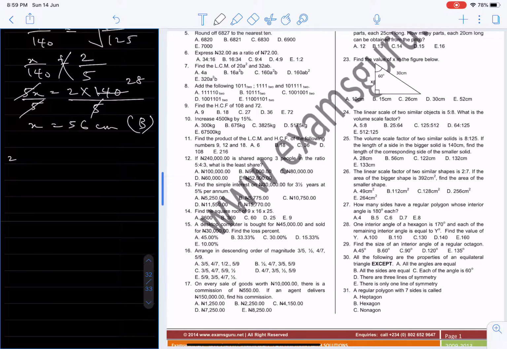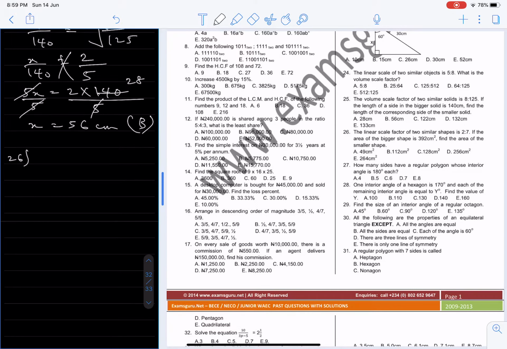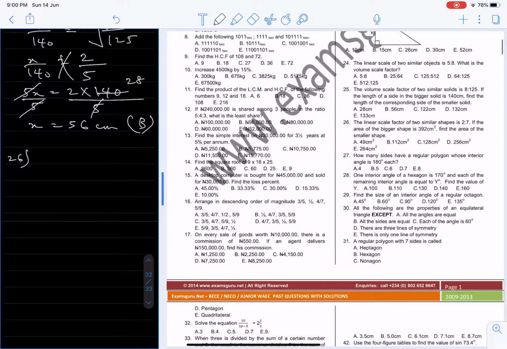Small length is 56 centimeters, which is B, 25. Now, number 26. I think this is a similar question too. The linear scale factor of two similar shapes is 2 to 7. If the area of the bigger shape is 392 centimeters squared, find the area of the smaller shape.